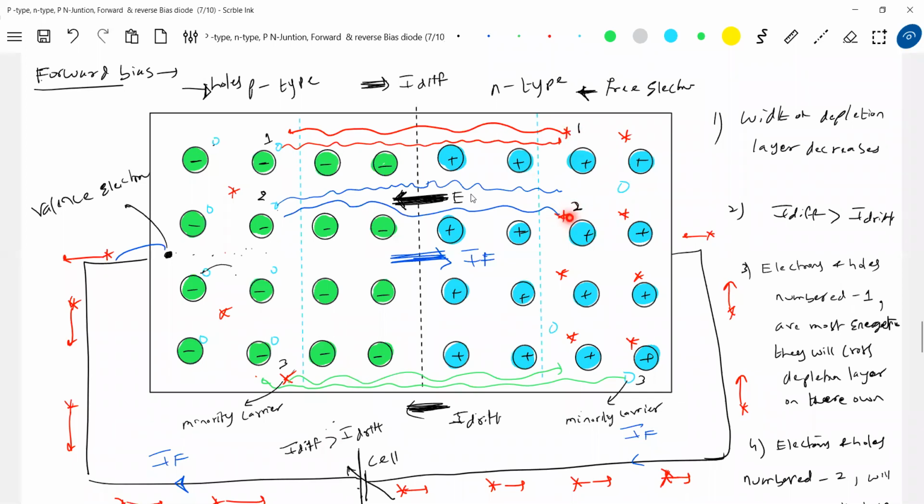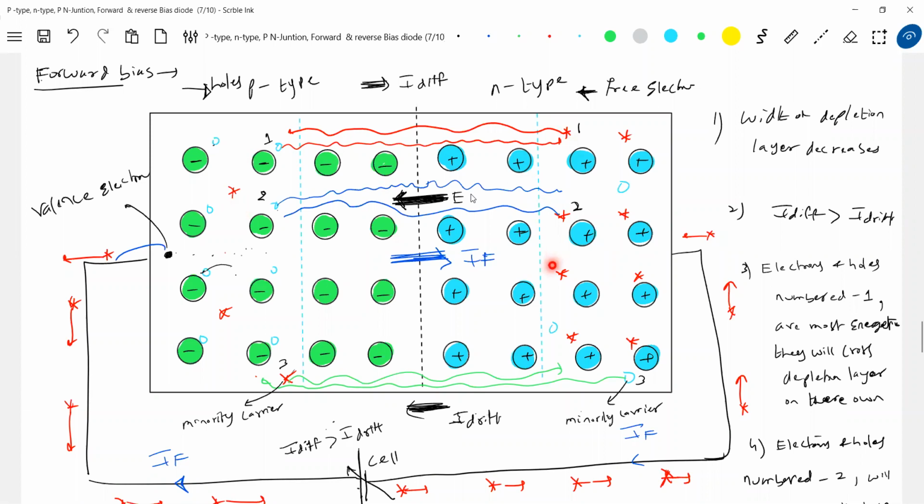Due to increase in temperature, go back to root mean square. What is the average kinetic energy? We write 3 by 2 kT, because this electron is like a monoatomic gas. So as you increase temperature, the average kinetic energy increases. Earlier only 1 was able to cross, and the 2 was able to cross due to the cell.